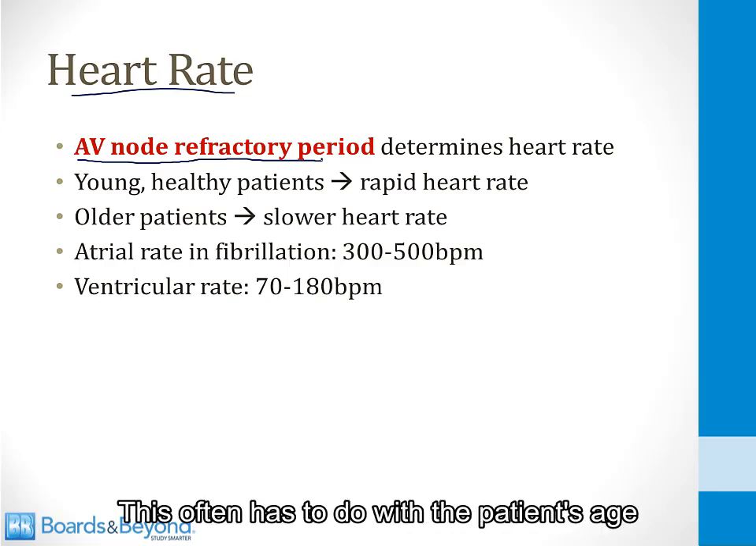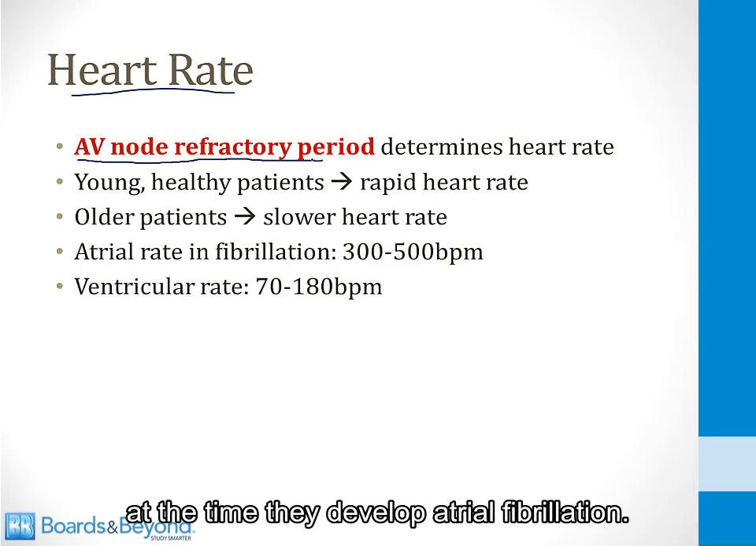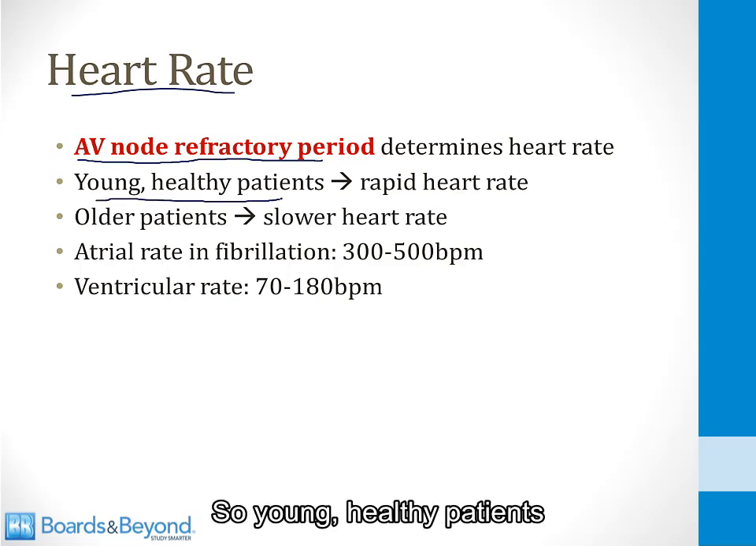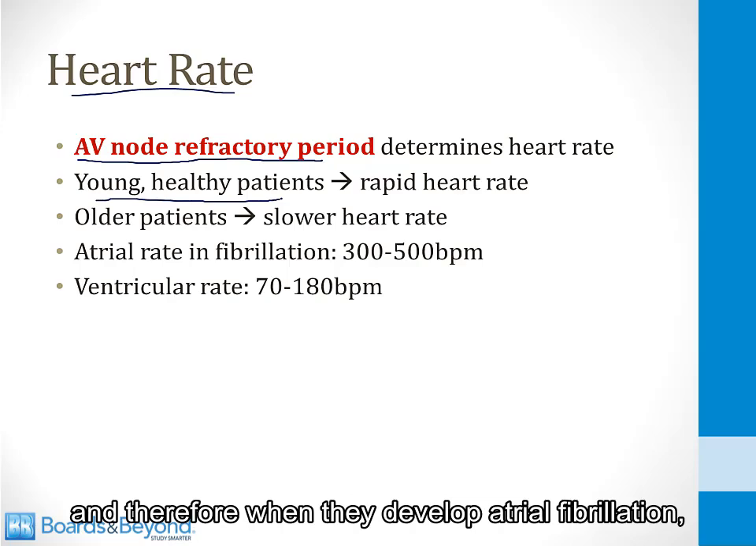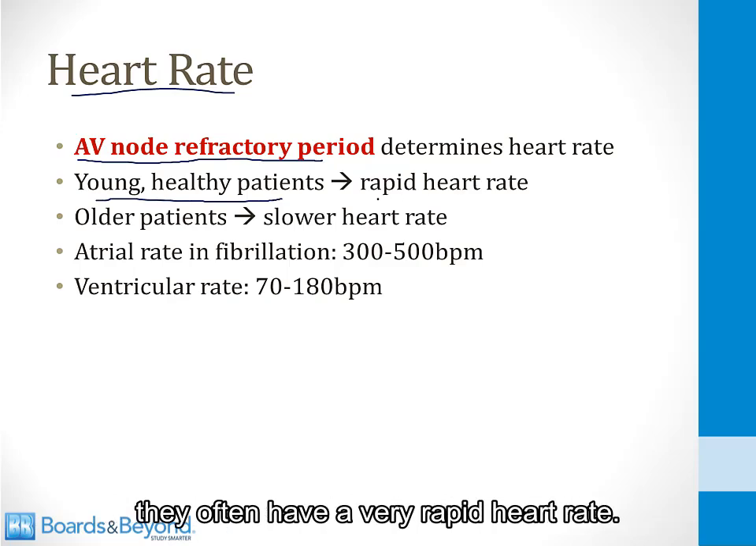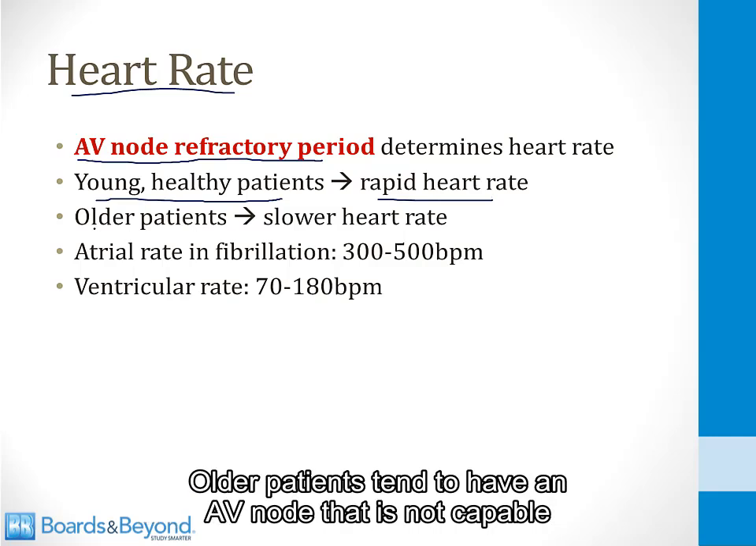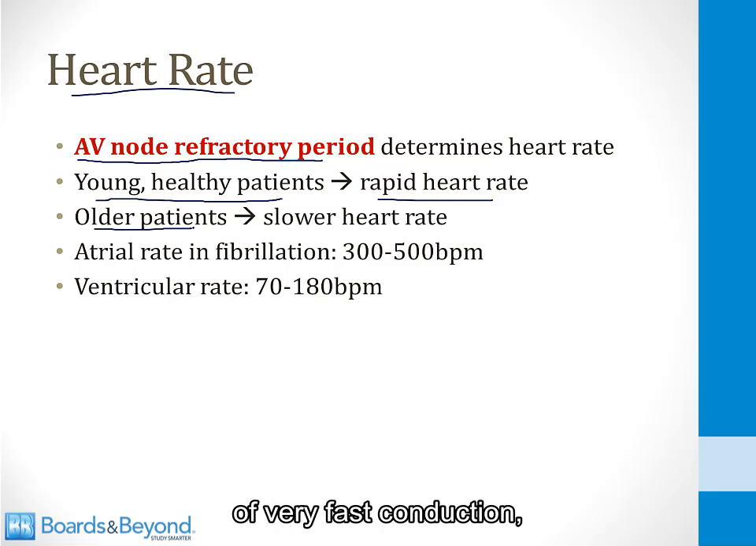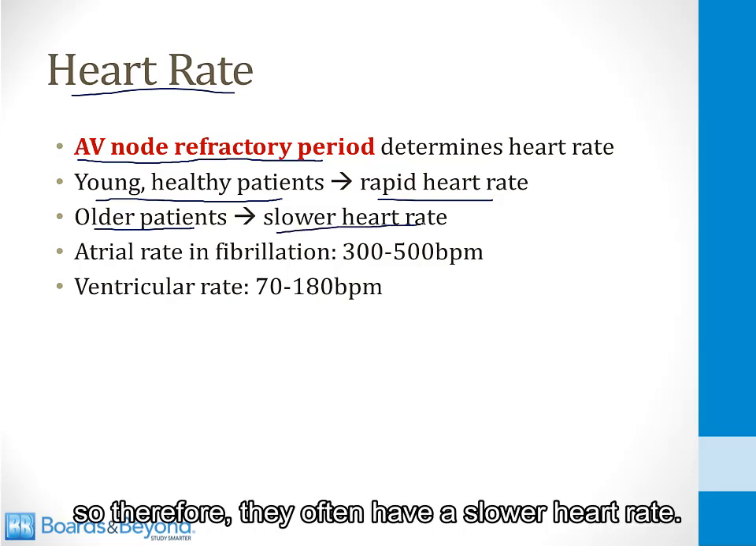This often has to do with the patient's age at the time they develop atrial fibrillation. So young, healthy patients tend to have very healthy AV nodes, and therefore when they develop atrial fibrillation, they often have a very rapid heart rate. Older patients tend to have an AV node that is not capable of very fast conduction, so therefore they often have a slower heart rate.